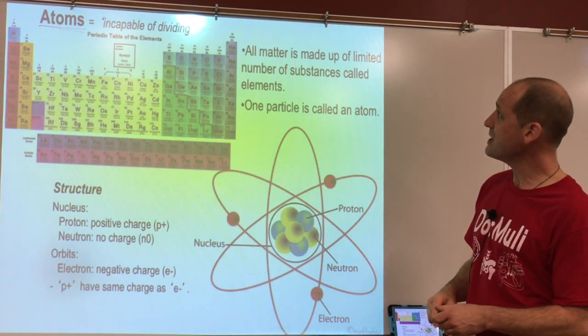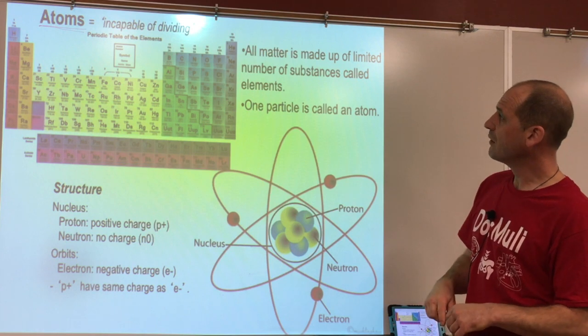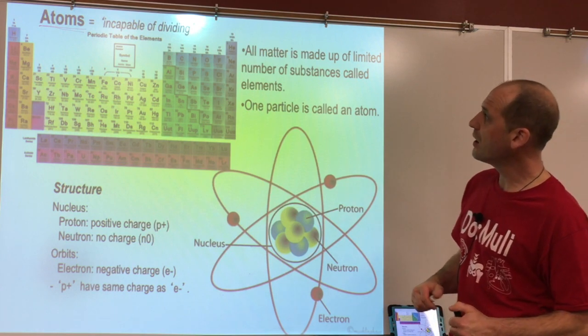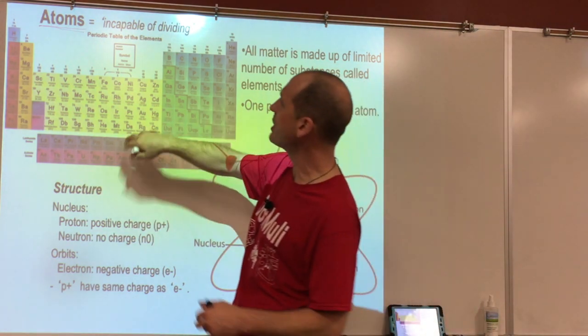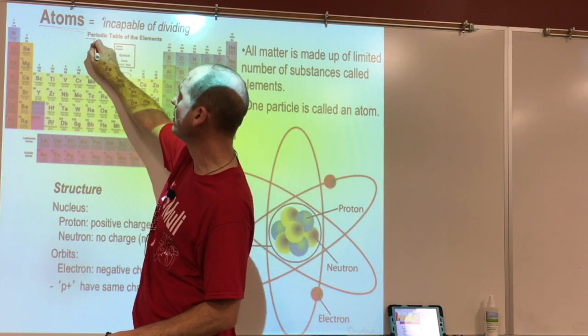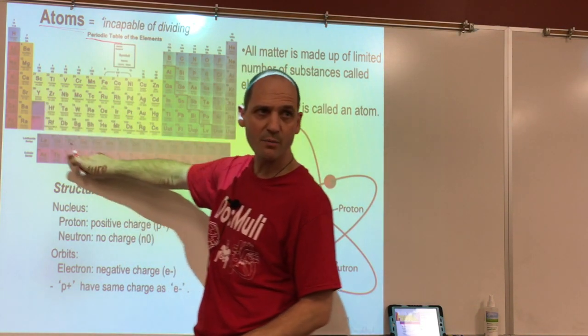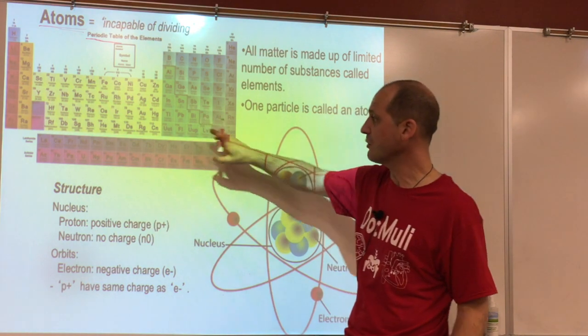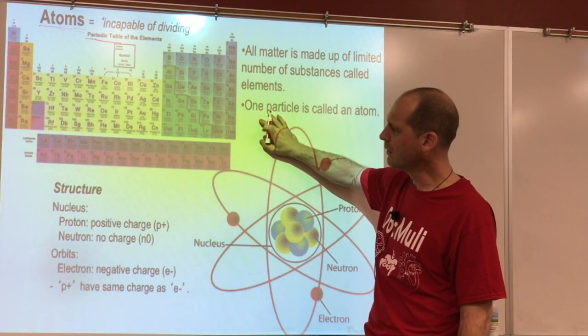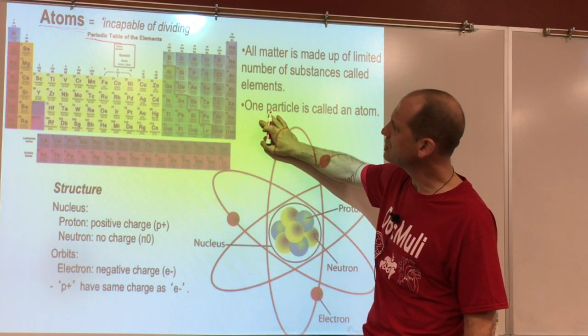So we have a limited number of those substances, of those elements, and these are right here in the periodic table. Here it says periodic table. There are all the elements that make up our universe. There's a lot of them. This is actually a nice chart.